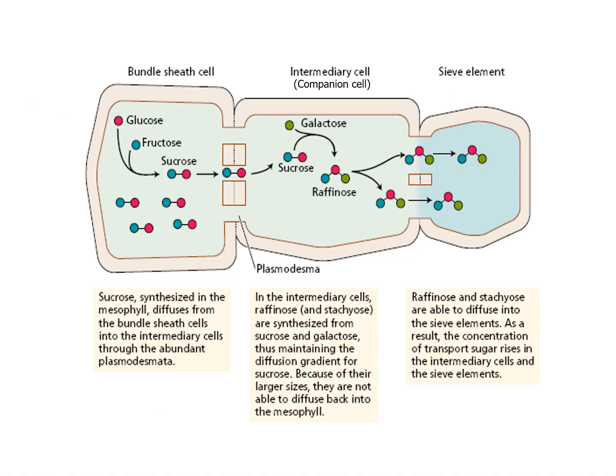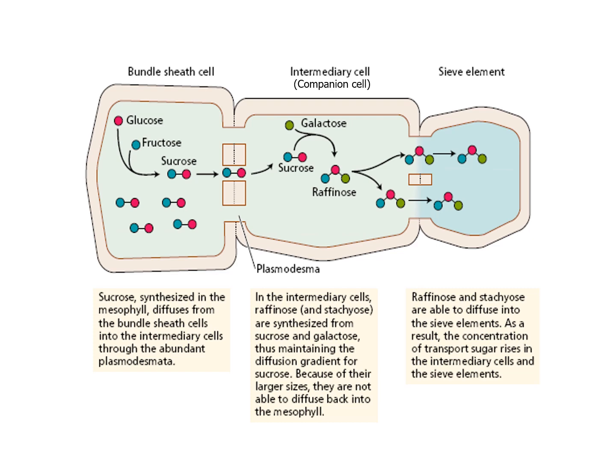Based on studies of phloem loading in Cucurbita species, a polymer trap model has been proposed to account for symplastic loading. According to the polymer trap model, sucrose diffuses from the mesophyll into the bundle sheath cell and into the companion cell, called the intermediary cell in this illustration, through the connecting plasmodesmata.